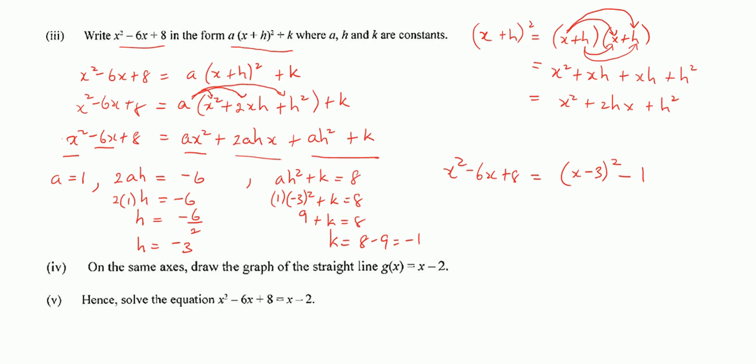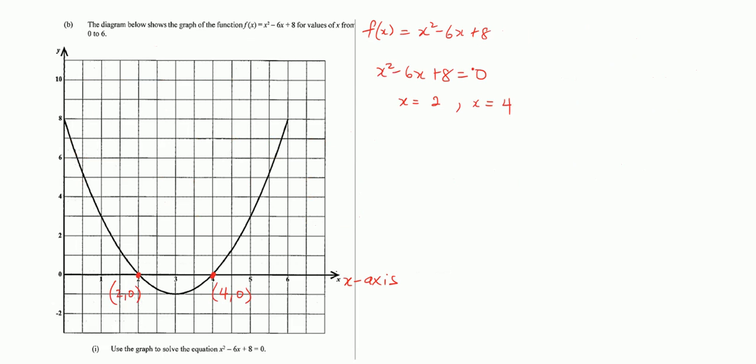Part 4 now. On the same axis, draw the graph of the straight line g of x is equal to x minus 2. How do we do that? So they want us to draw g of x is equal to x minus 2. Now, that is a straight line. To draw a straight line, all we need are 2 points. So we're going to draw our little table. We're going to have x, we're going to have y.